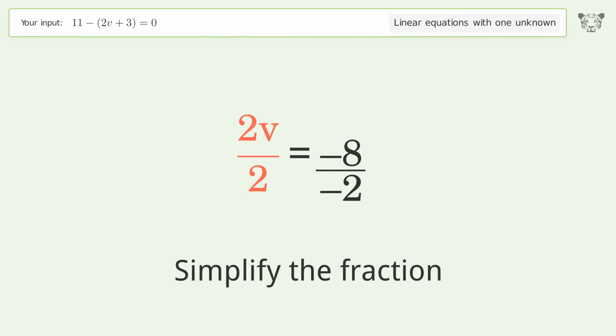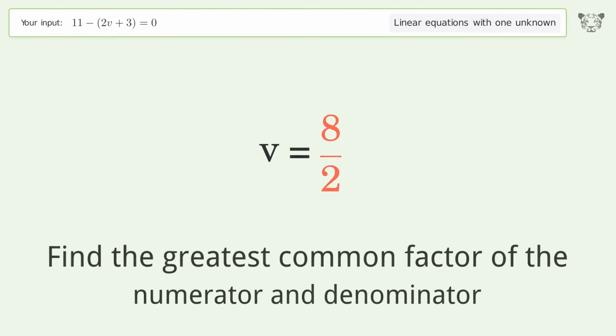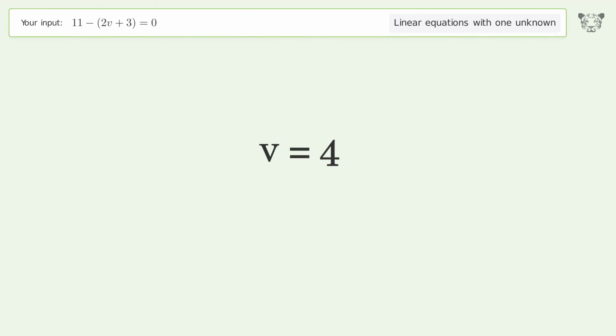Simplify the fraction. Cancel out the negatives. Find the greatest common factor of the numerator and denominator. Factor out and cancel the greatest common factor. And so the final result is v equals 4.